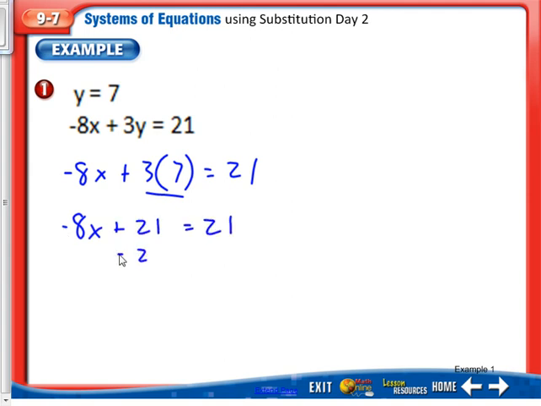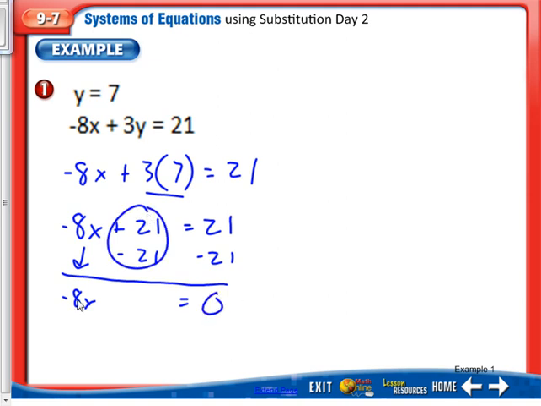Now if we subtract 21 on both sides, because we've got to undo addition and subtraction first, we'll bring the negative 8x down. We'll bring our equals down. This is actually 0, and this is going to be 0. Now we divide both sides by negative 8, even though right now you could probably tell what the answer is going to be. This is just how to show the work. We get rid of the negative, get rid of the 8, and x is equal to 0.